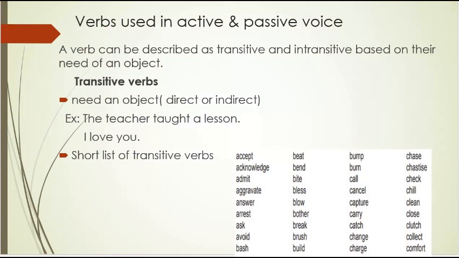For example, the teacher taught a lesson. Here, after the verb taught, we have an object. So the verb taught is a transitive verb. The other example, I love you. The verb love needs an object, so this verb is called a transitive verb. All these transitive verbs can be changed into passive construction.